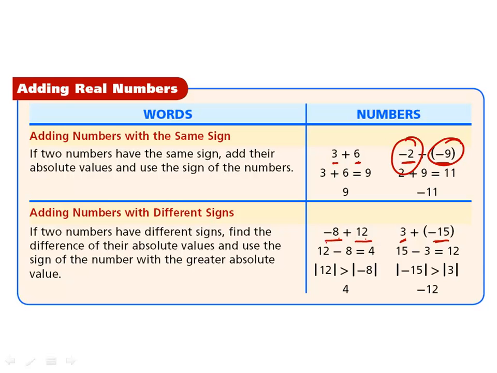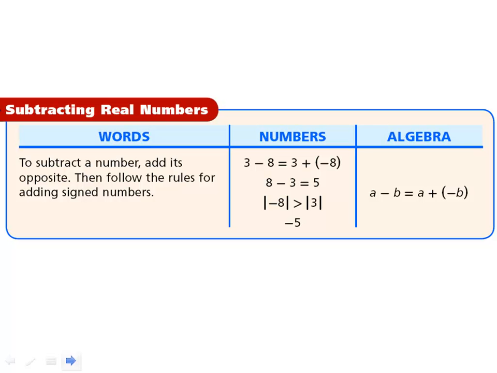Just find the difference between the two numbers. The difference between 15 and 3 is 12. Is it positive 12 or negative 12? It's going to be negative 12 because we got more negatives than we got positives, so it's negative 12. Alright, so that's adding numbers with different signs and also adding numbers with the same sign.